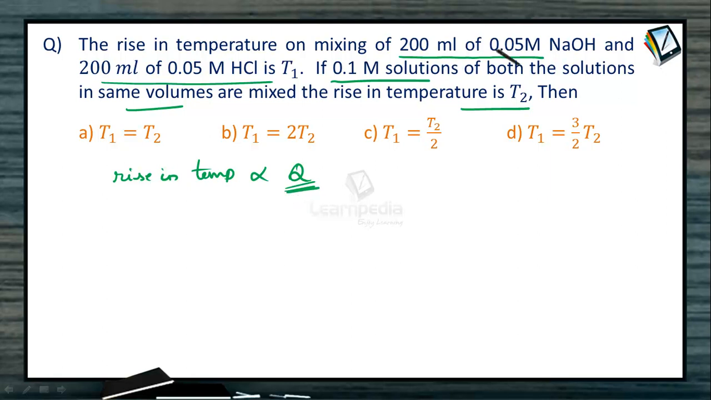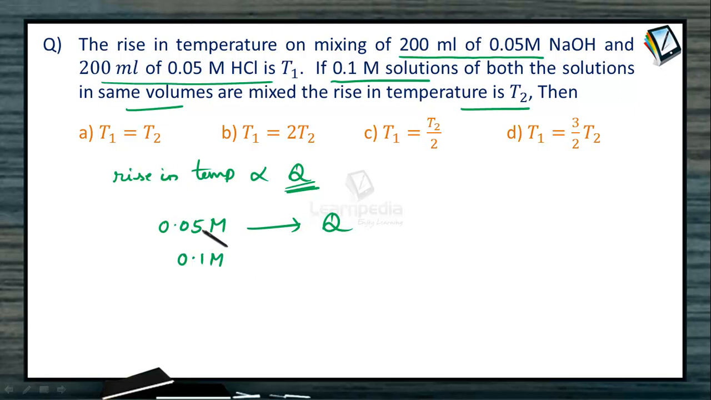So when we take the first case, when we are taking 0.05 molar solution of sodium hydroxide as well as 0.05 molar solution of hydrochloric acid, let us take the amount of heat released as equal to Q. Now here I am not involving volume because in both the cases we are using the same volume of both the acid and bases. In the second case we are using 0.1 molar solution of the acid and base.